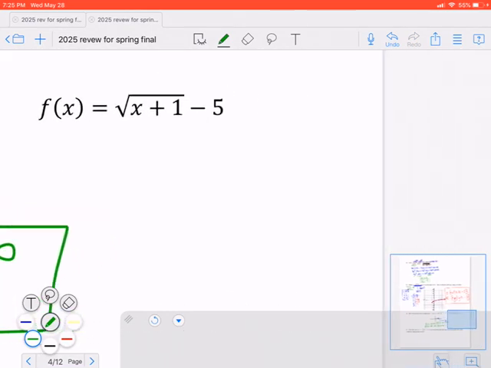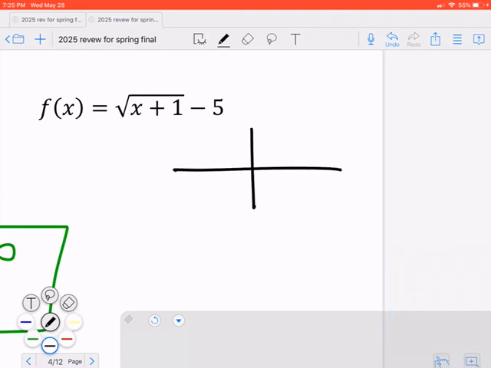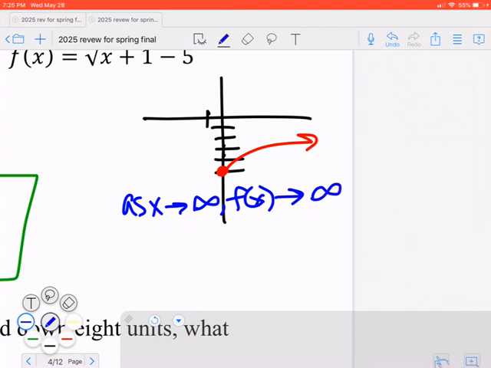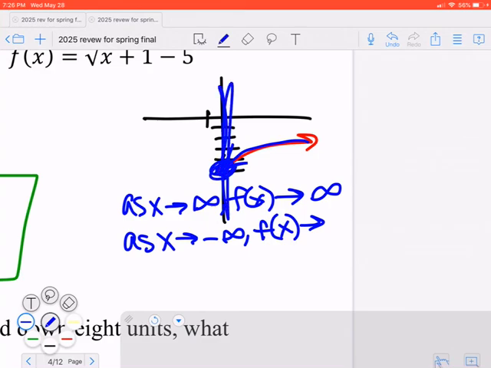And we've got another one. So this one is moving to the left 1 and down 1, 2, 3, 4, 5. And it's got the normal curve. So as x approaches positive infinity, f of x approaches, as you go to the right, it keeps going up, up, up, up, up. Positive infinity. As x approaches -infinity, f of x approaches, as you go to the left, it stops right there at 0.